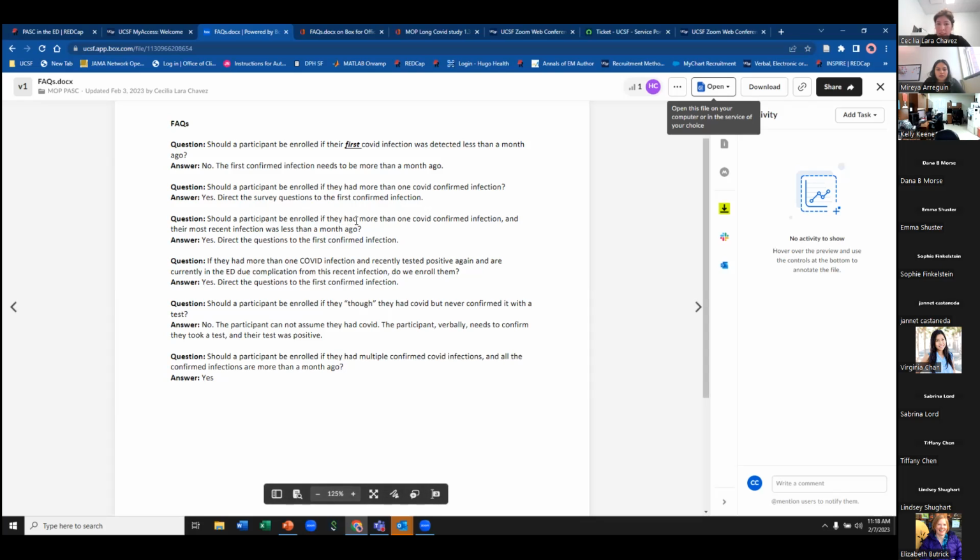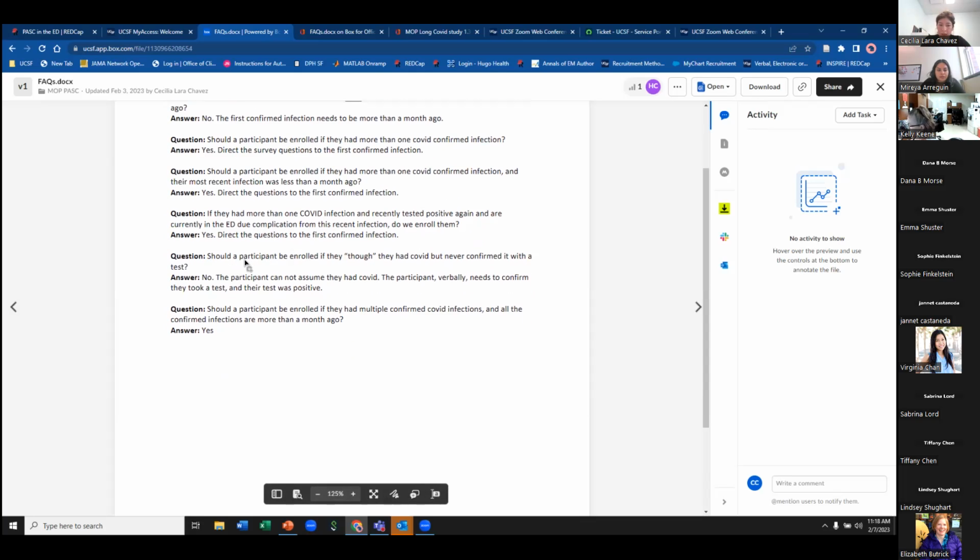Should a participant be enrolled if they had more than one confirmed COVID infection and their most recent infection was less than a month ago? Again, it's the same thing. If they had more than one COVID infection and recently tested positive again, and they are currently in the ED due to complications from this recent infection, yes, you would enroll them, but again, the question should be directed to the first infection. So there's a question on the survey that says, have you ever been to the ED for the COVID infection? That question should be directed to the first infection, not the one that they're in the ED for right now. Does that make sense?